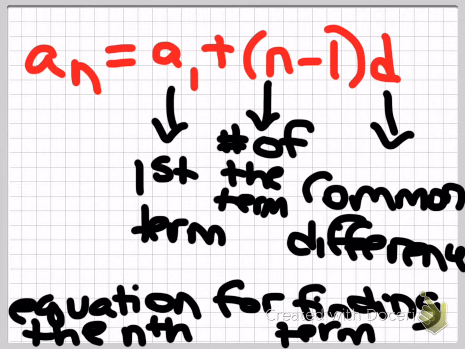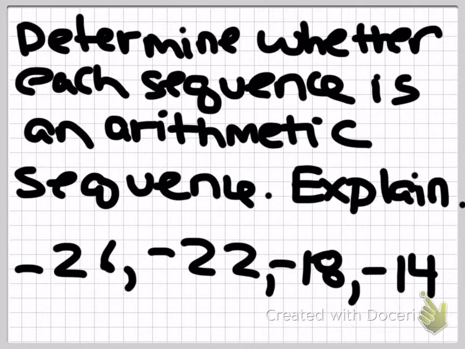Specifically, the title for it is the equation for finding the nth term, and each part has a different meaning. So a sub 1 is going to mean the first term in the sequence, and then n usually is going to stay as n because you're trying to find what number of the term it is, and then d is going to be the common difference or the pattern. So we're going to work with that in a little bit.